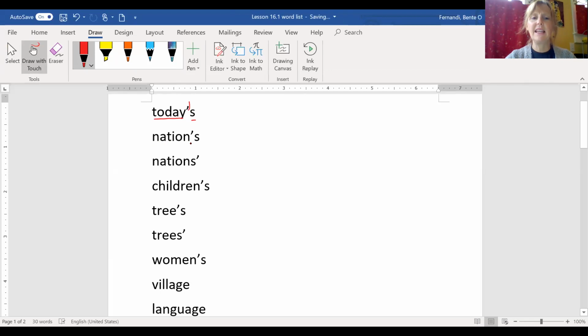Same with this one, nation's. The nation's symbol is a bald eagle. One nation we're talking about here, the United States. So we're first going to write the singular nation, then apostrophe S to show possession.